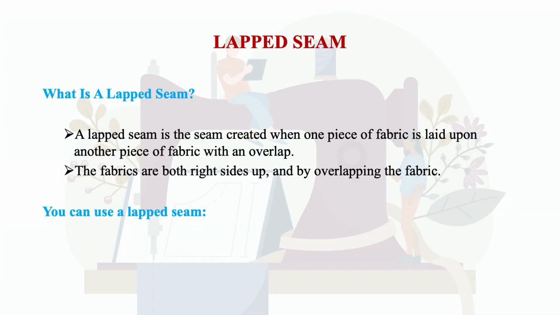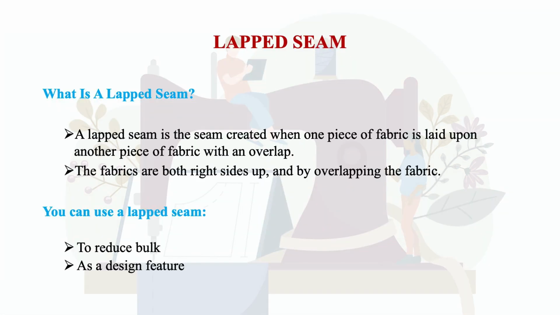So you can use a lapped seam when there is a heavy fabric we are using, like cambric fabric or cotswool fabric, or some heavy fabric, to reduce the bulk from that particular fabric. We use the lapped seam. It is also used for design purposes, to create a design feature on a particular garment or piece of fabric.